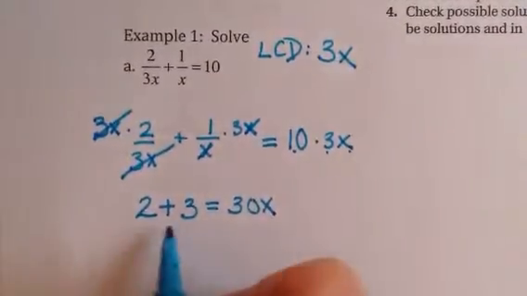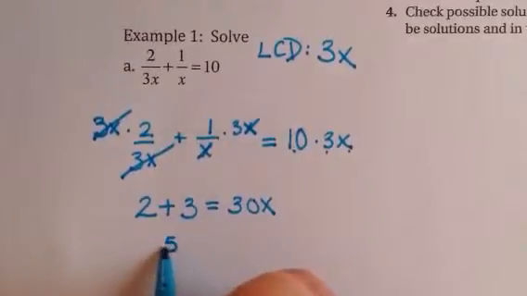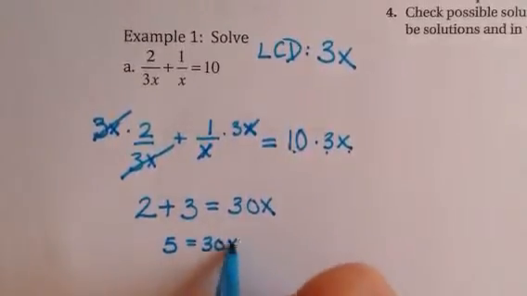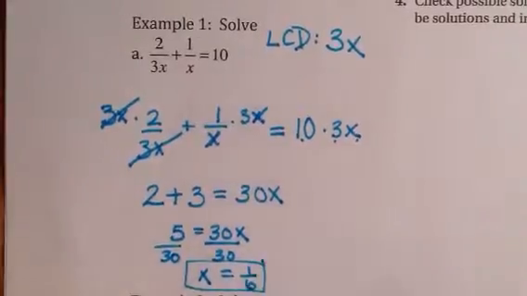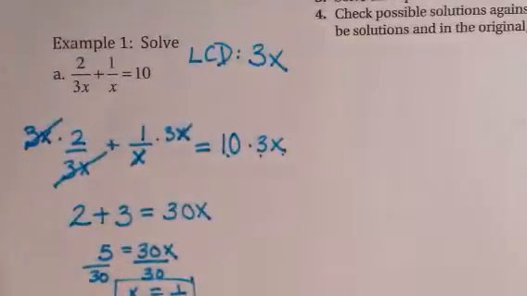So we have 2 plus 3, which would be 5, equaling 30x. To get x by itself, we're going to divide by 30. So x equals 1/6. Since we changed our original problem by multiplying by our LCD, then we have to check to make sure our solution is true.